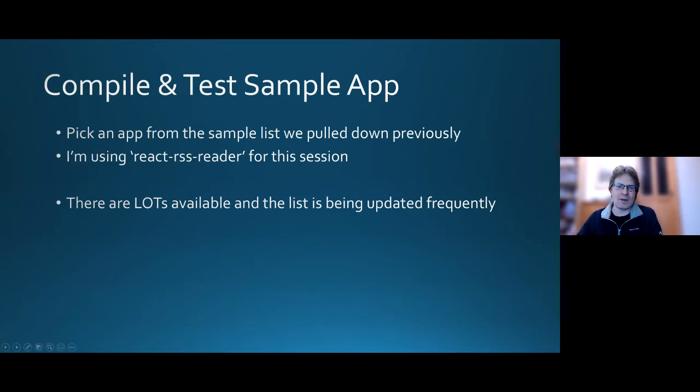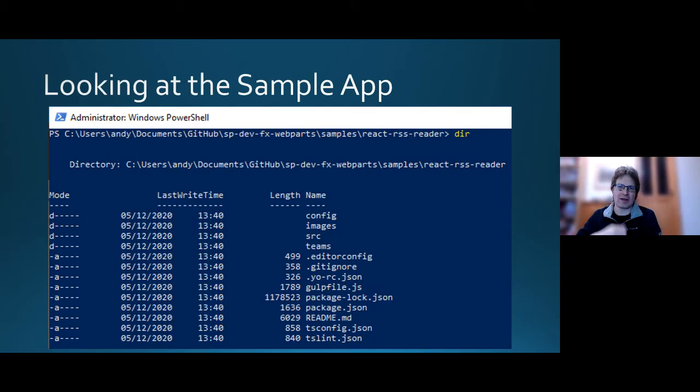If we unpack what we had, so either git clone that source code down, or we've just unzipped it and then changed directory into our React RSS Reader. So that's in samples and then React RSS Reader. This is what one of these looks like. Okay, there's not a huge amount in there right now.